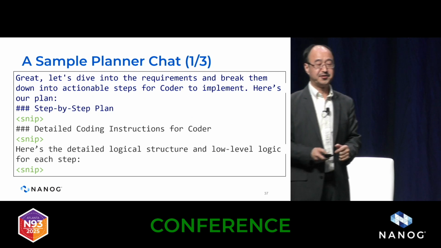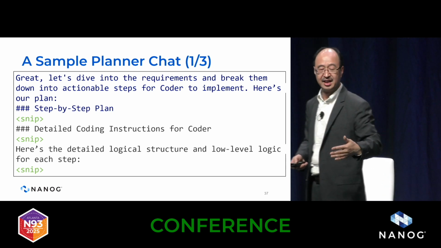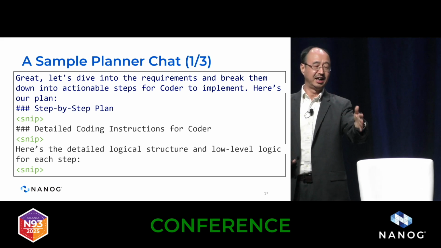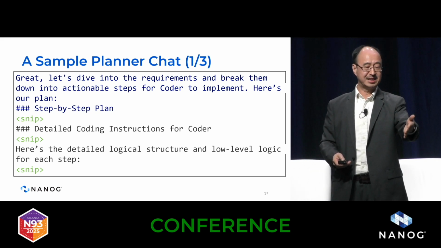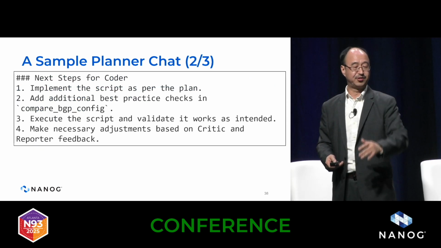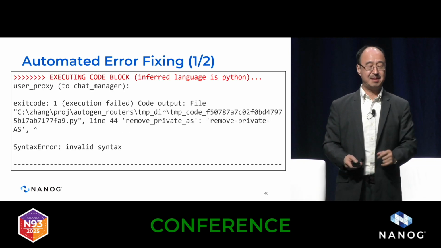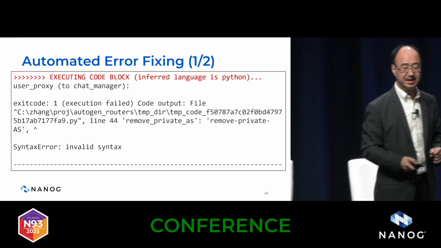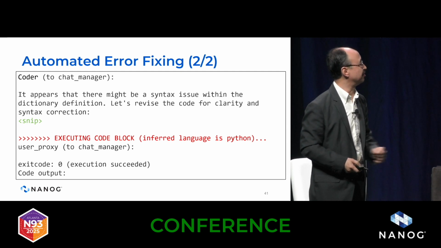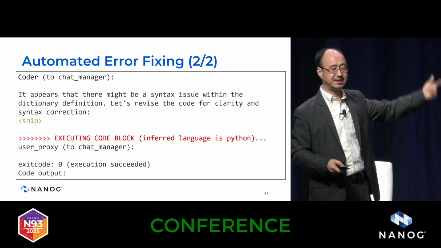Here's a snippet of a sample planner agent. Again, in the interest of time, I'm going to run through very quickly. And you have all the details, a lot more details, exact details in the GitHub. So you look at here, step-by-step plan, detailed coding instructions for coder, and next steps for coder, right? Reporter, here's what you need to do. And then here's an example of executing the code block, and you found an error. And here's how it fixes the error. Whenever exit code is 0, the code works, right? It did it by itself.